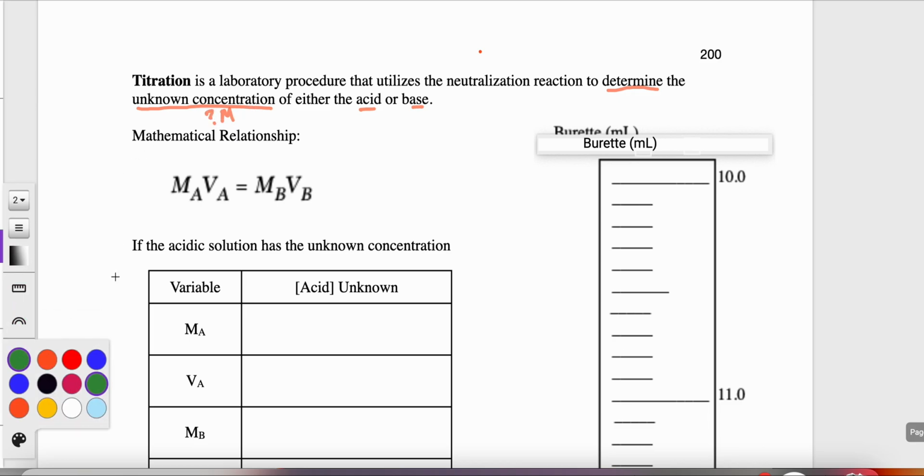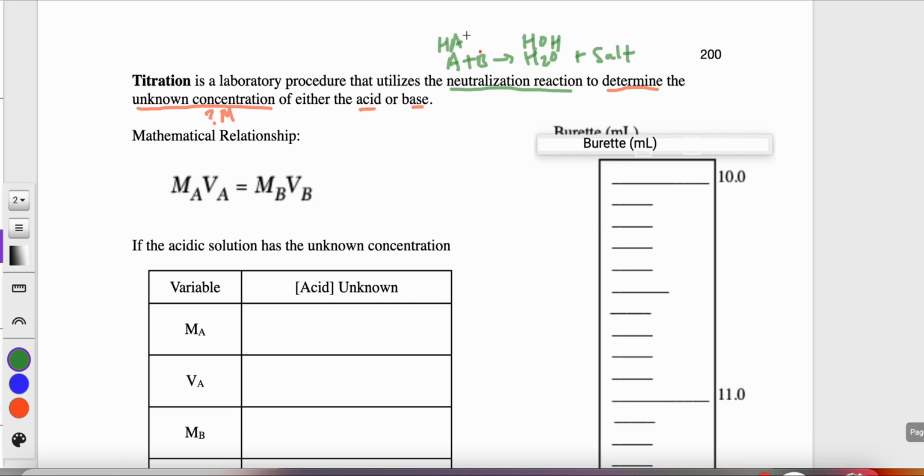This lab procedure specifically uses the neutralization reaction. So when you react an acid with a base, in the neutralization process, you end up with water and salt. And so water is that neutral product because I like to write water's formula as HOH, because the hydrogen from the acid teams up with the hydroxide from the base.